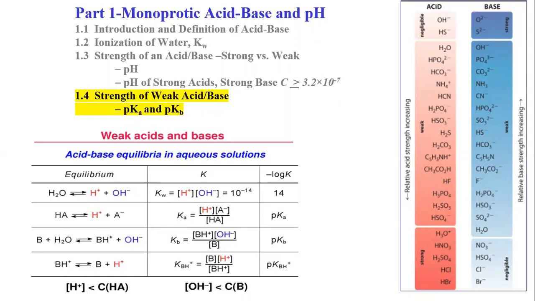So, in the previous slides and recordings, we looked mainly at the strong acids and the calculation of their pH, and the strong bases and their calculation of pH. At this point, we're going to look at the weak acids and bases and their strength, their pKa and pKb.